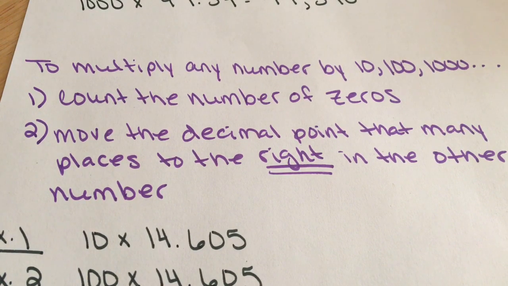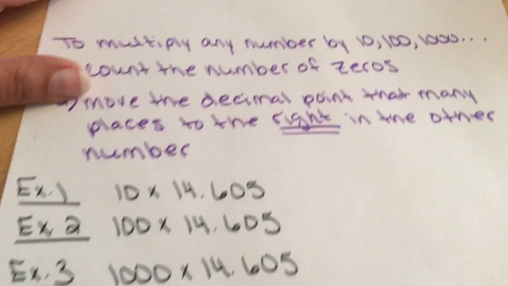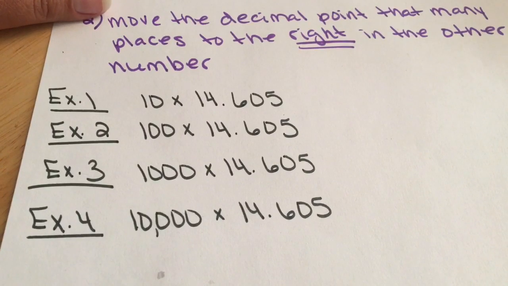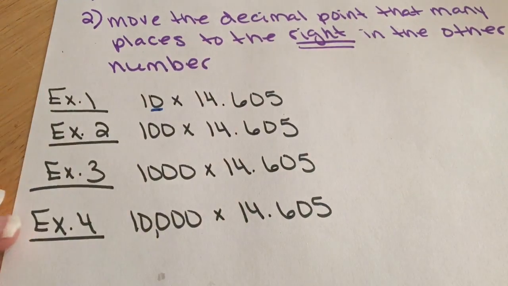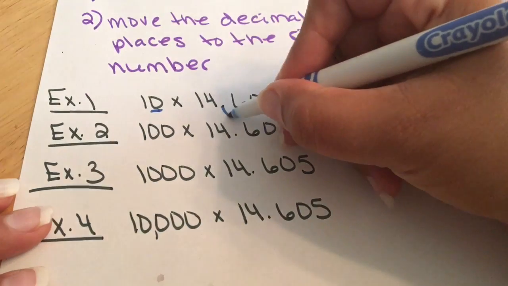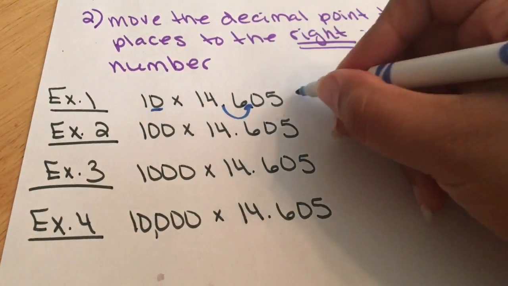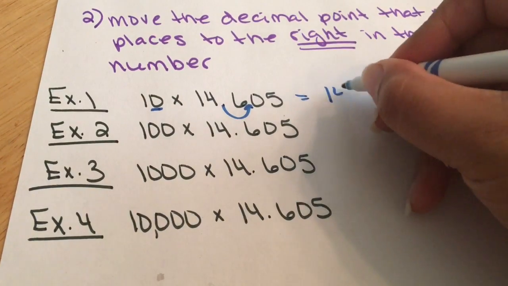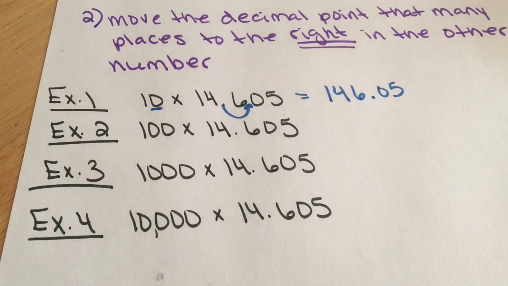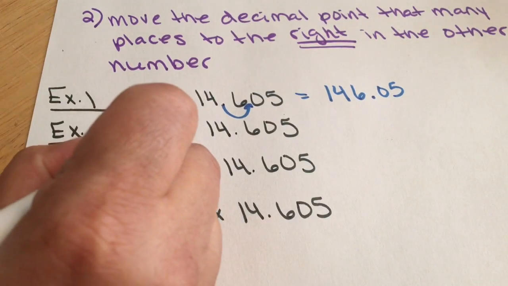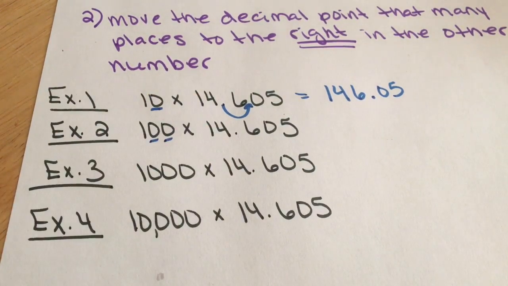Now that we have large powers of 10, we count the zeros. When we had small powers of 10, we move to the left. Since we have large powers of 10, we're moving to the right. So let's look at our 4 examples really quickly. If we look on example 1, we have 10 times 14.605. We have 1 zero, so this time we're going to move it one place to the right, and we're going to end up with 146.05.